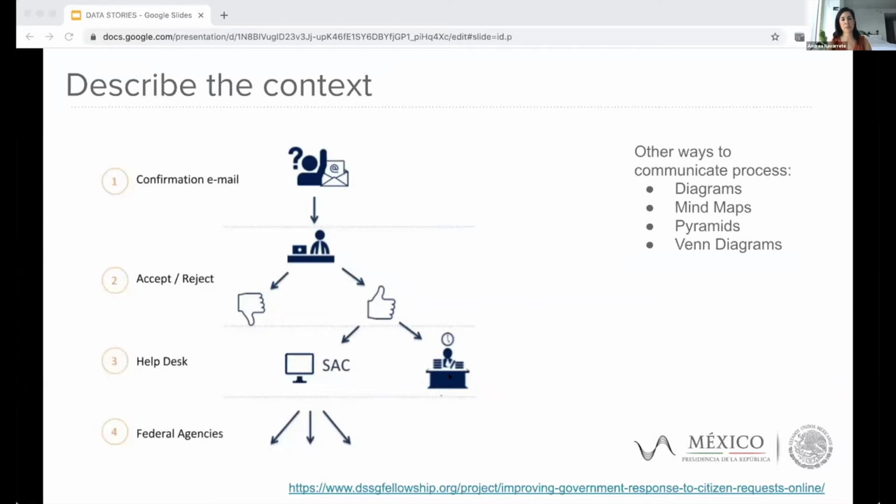Making this diagram helped us understand which phases of the whole process we were actually going to work on and where the data comes from in the different parts of it, and it also helped the partner better understand our project and the process. This is just one type of visualization for the context, but there are other ways to communicate, like complex diagrams, mind maps, pyramids, and Venn diagrams, that can be very useful at the beginning for showing more of the context.